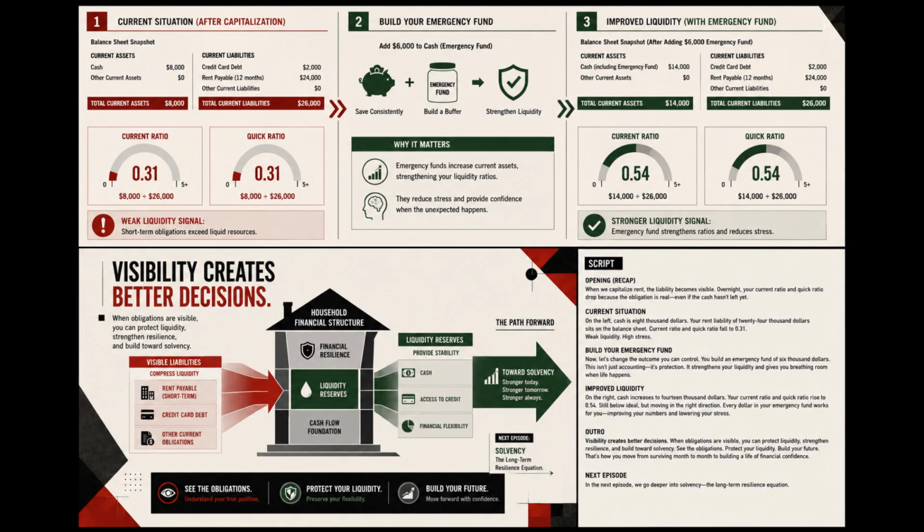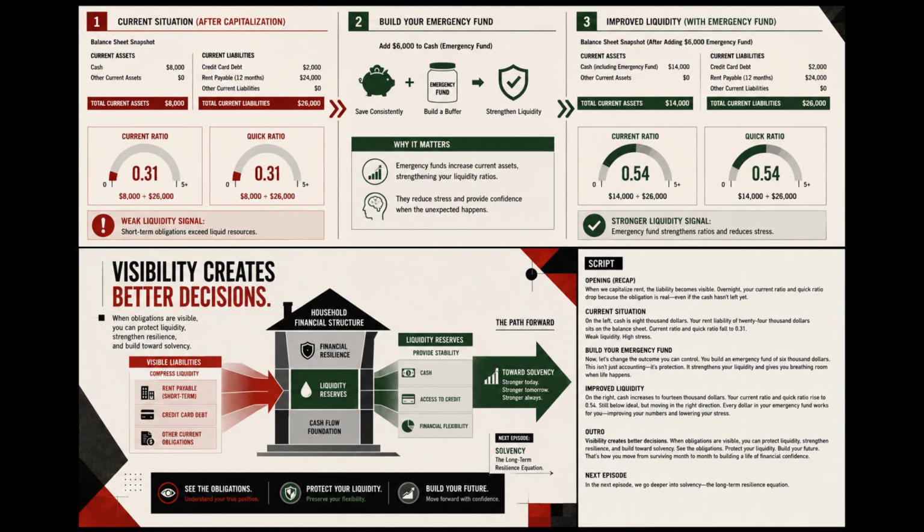Now here's the important part. Capitalizing rent may reveal a much weaker liquidity position, but visibility is not the enemy. Visibility creates better decisions. Let's see what happens when we strengthen liquidity directly. Assume the individual builds a $6,000 emergency fund. The current assets now increase from $8,000 to $14,000. Current liabilities remain at $26,000, let's assume.